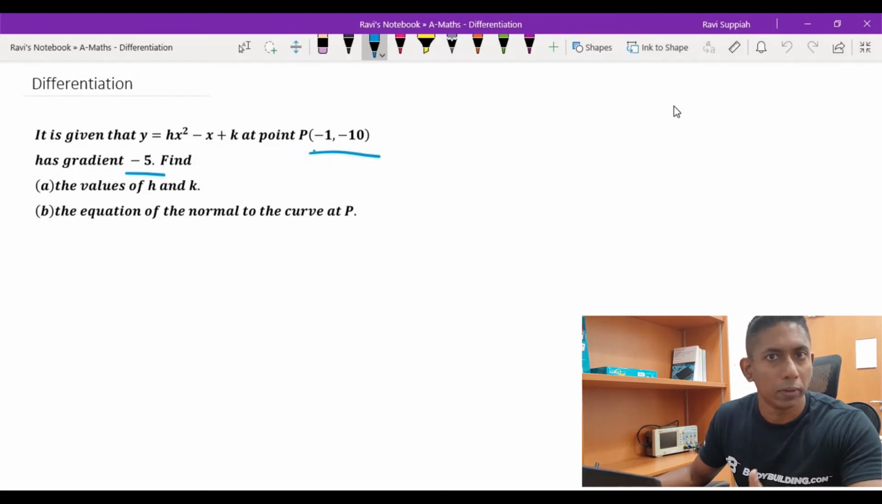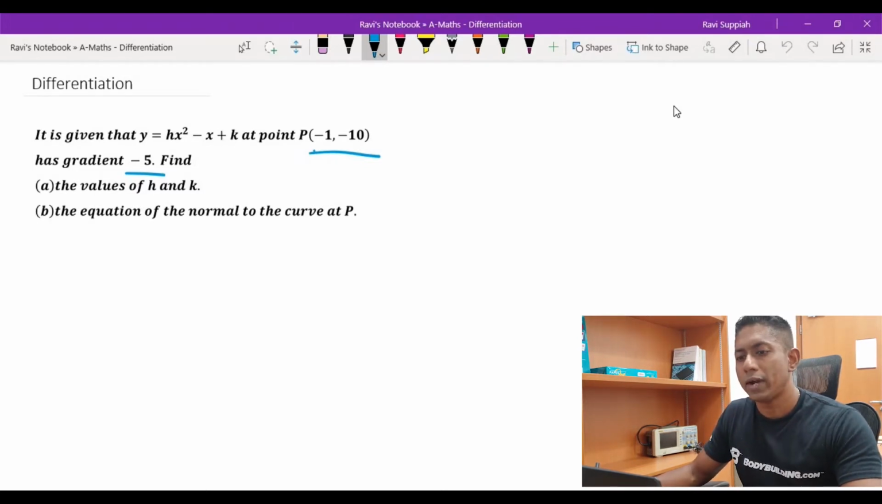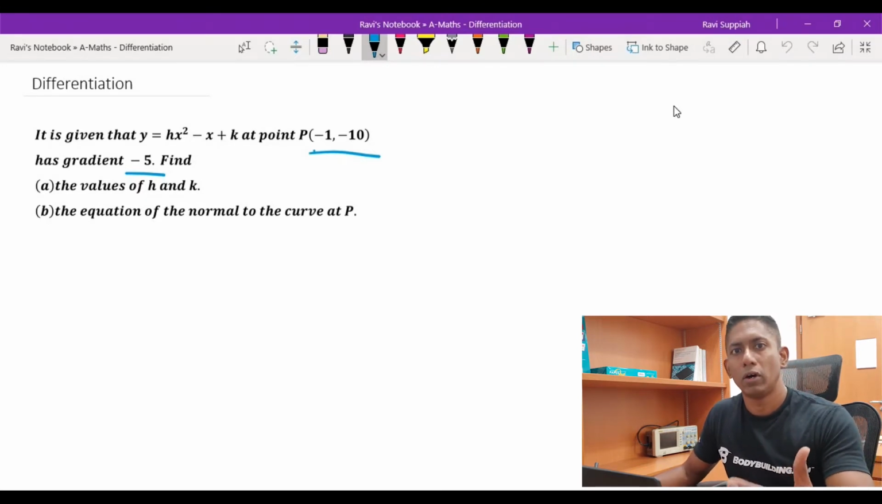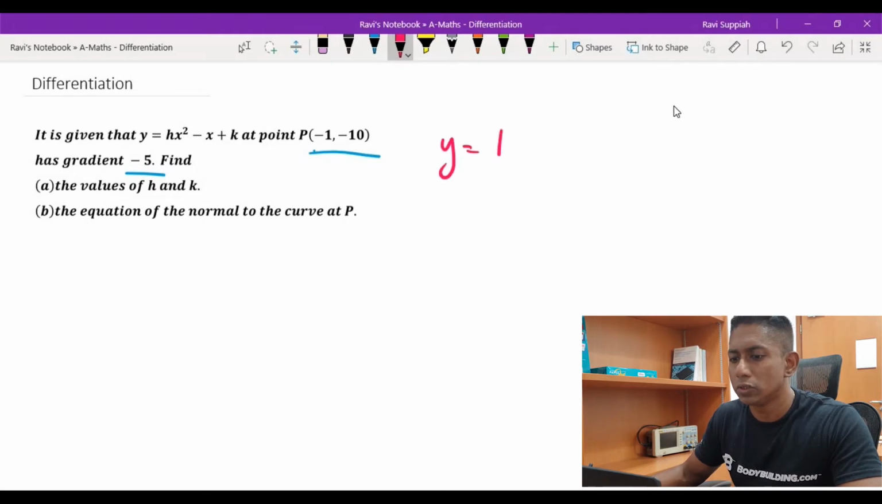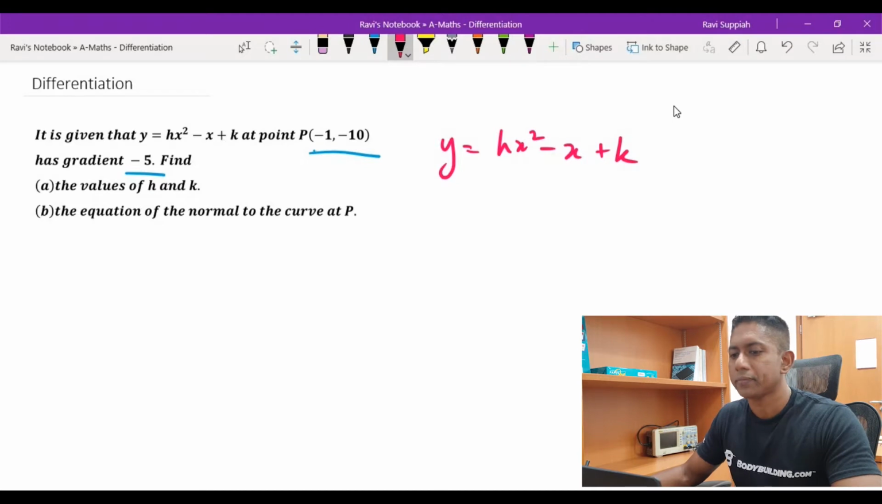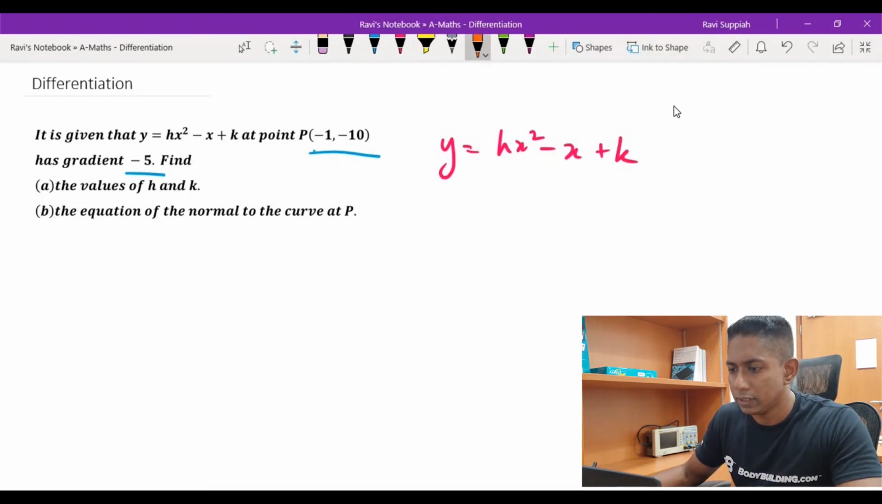Now, what do we know about differentiation? When we find the differentiation equation for a curve, we are actually finding an equation that represents the tangent at every point of the x value. So, given that y equals hx squared minus x plus k, we can say that the differentiation of this, which is dy/dx, equals 2hx minus 1.